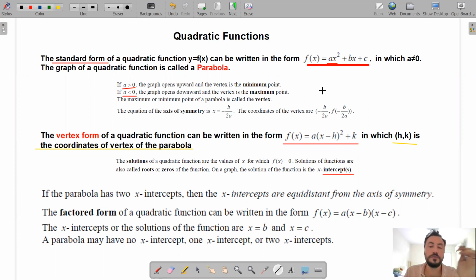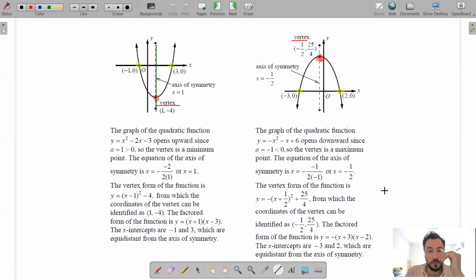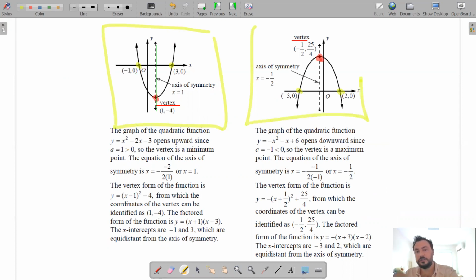Another type of form of the function that we can find is the factor form. The factor form is in this format, so it's written as a binomial, (ax minus b) multiplied by (x minus c), that will provide you the x-intercepts of your parabola, where b and c are the x-intercepts. So from those formulas, we can draw a parabola like those two.